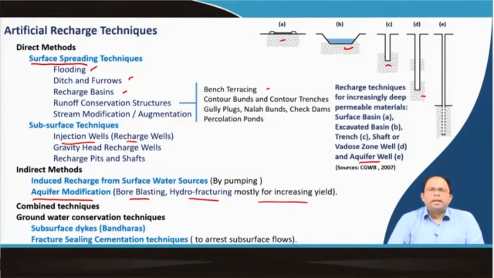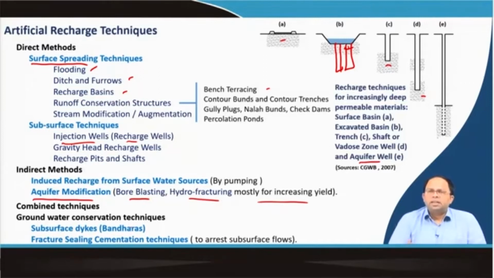Then there could be combined techniques. Combined techniques, as you can understand, are where we can have a surface spreading technique as well as a subsurface technique. For example, if I have got this kind of an excavated basin, and if I put some trench to it, it becomes a combined technique. And then there are groundwater conservation techniques.